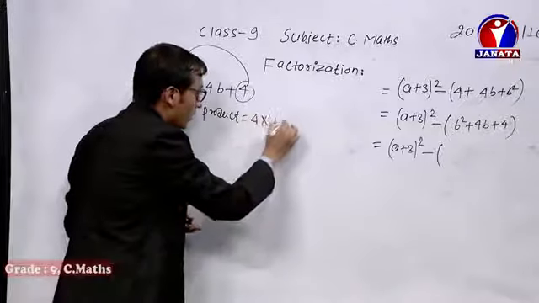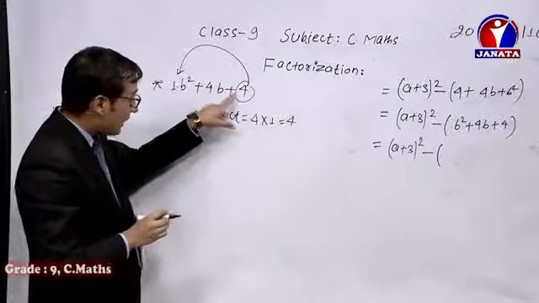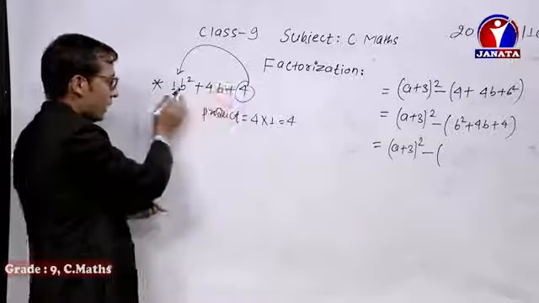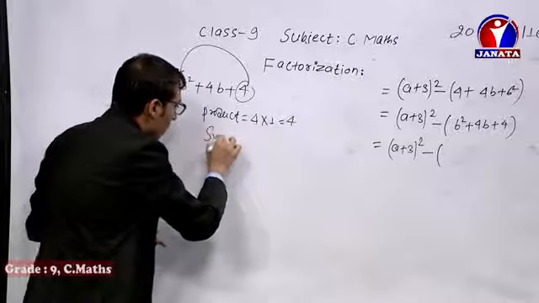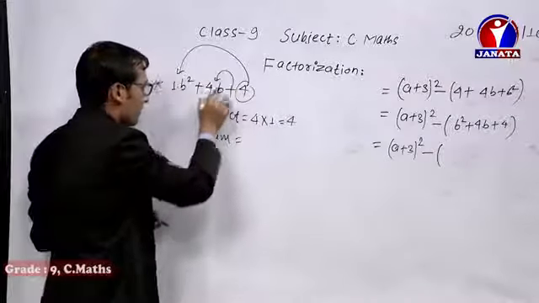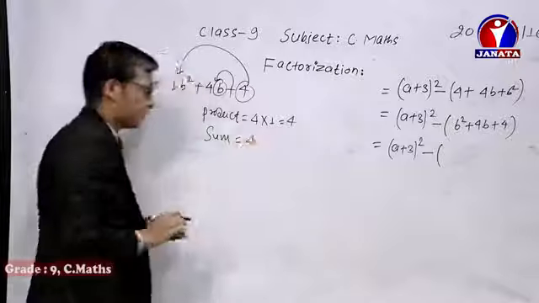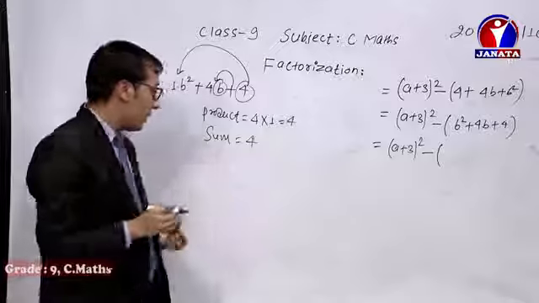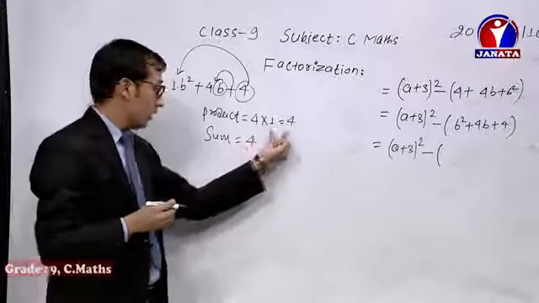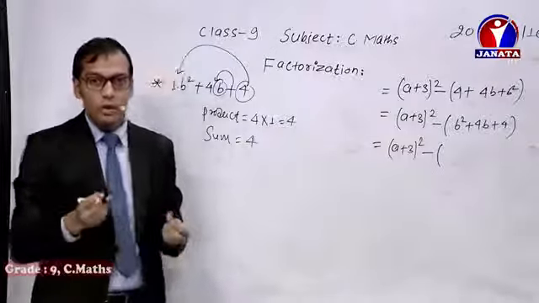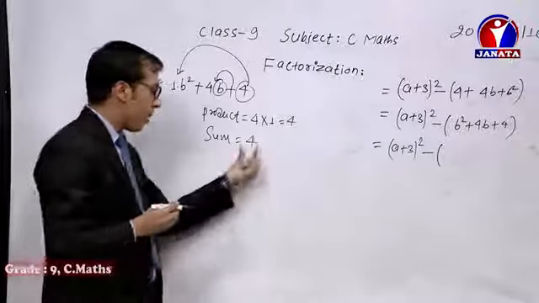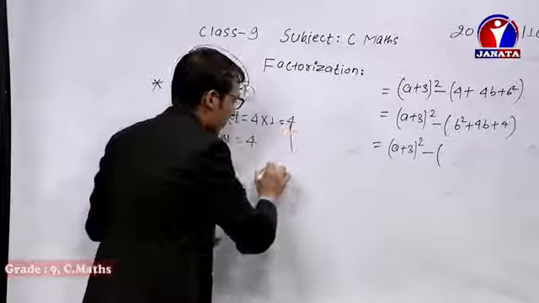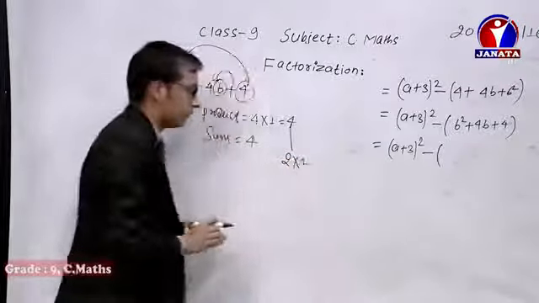1 times 4 is 4. And the sign of the last term determines sum or difference. This is positive, this is also positive. So what is the sum? The sum is always the coefficient of b here, 4. So let's find 2 numbers whose sum is 4 and product is 4. For this we can simply factorize this number. So 2 times 2 is 4.